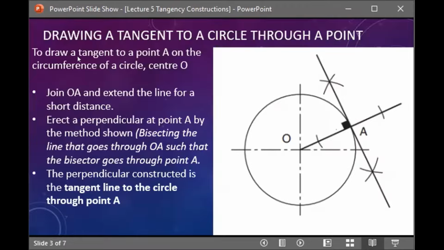So how do we draw a tangent to a point? Draw a tangent to a point A on the circumference of the circle having a center O. First of all, we are going to join the center O to the point on the circumference, and then extend a line through that point. So center O and then point A, we are going to join that and extend the line a bit outside of the circumference. Let's try to do that on our drawing sheet.